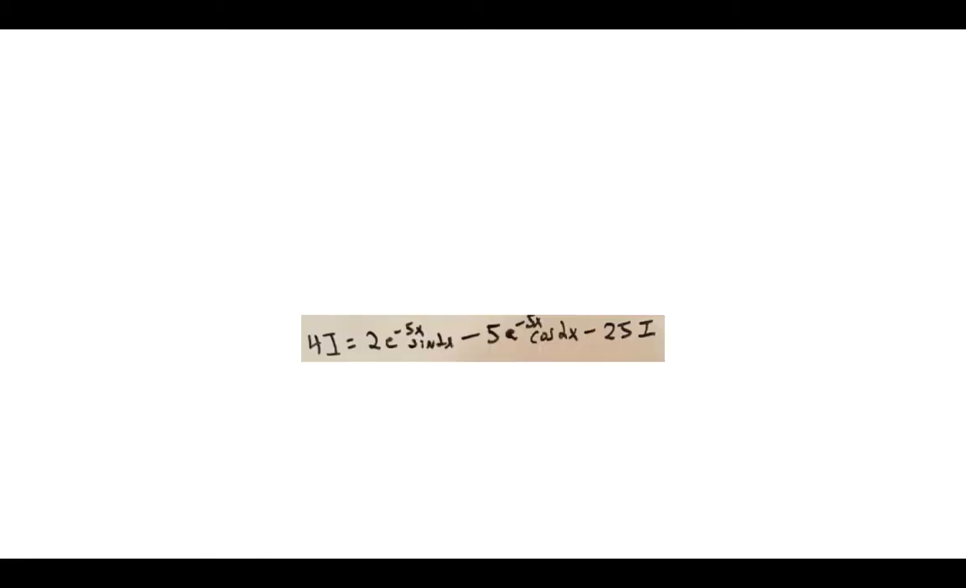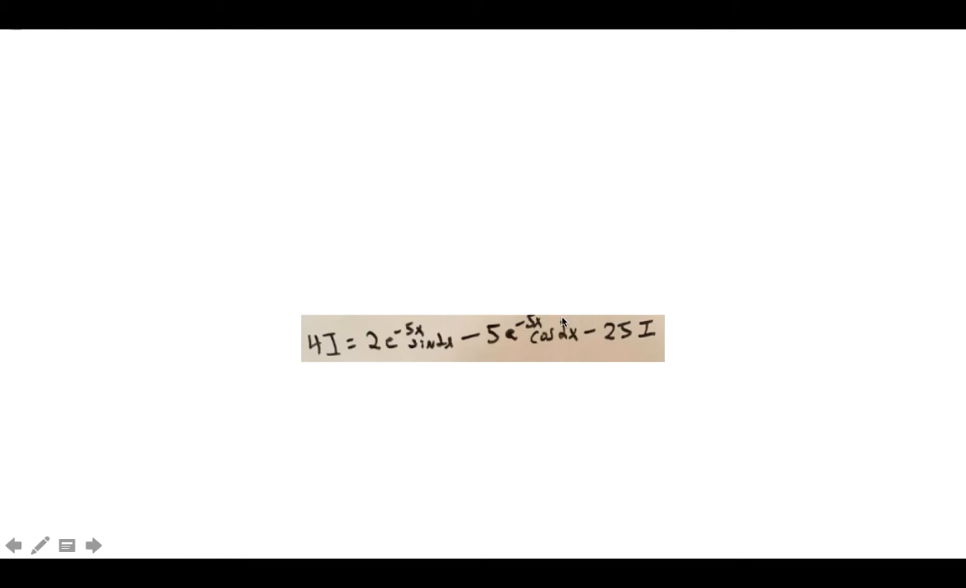Now what are we going to do? We're going to try to simplify even further. If we multiply everything by 4, we'll get a 4I. 4 divided by 2 will give us 2. 4 divided by 4 will give us negative 5, and 4 times 25 divided by 4 gives 25. So we're left with 4I equal to 2 times e to the minus 5x times sine 2x minus 5 e to the negative 5x cosine 2x minus 25I.